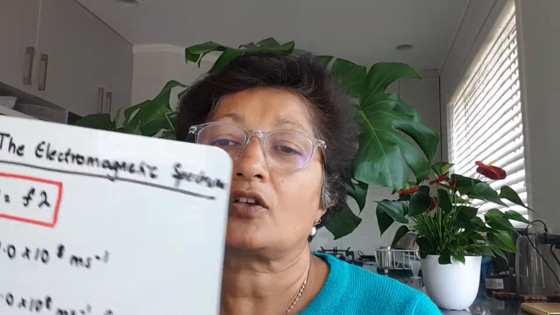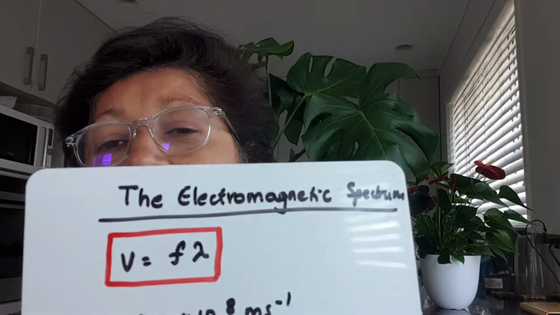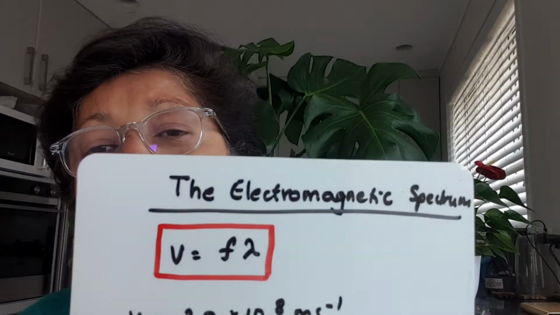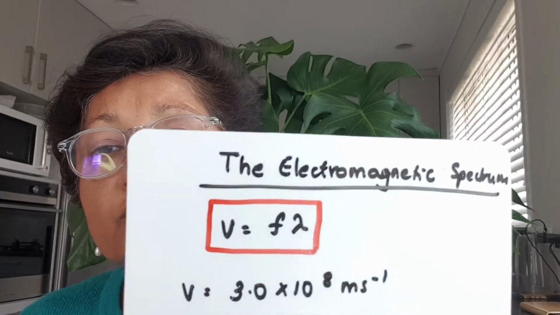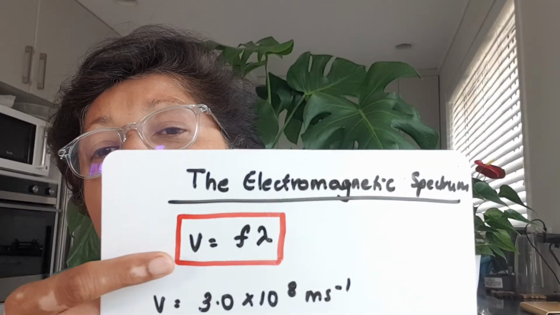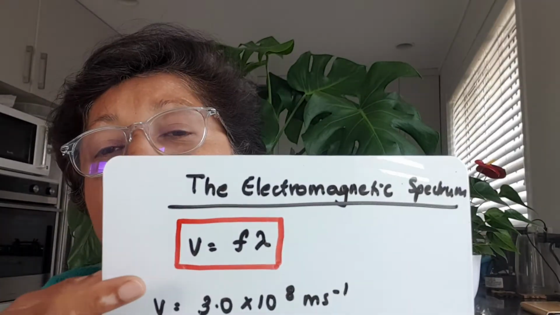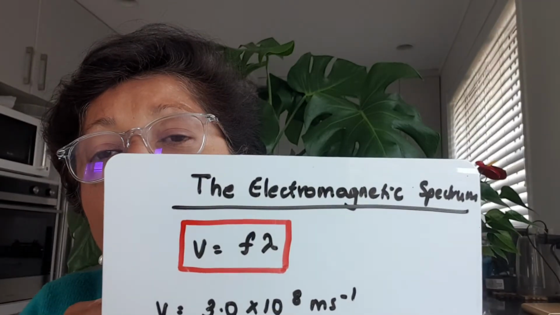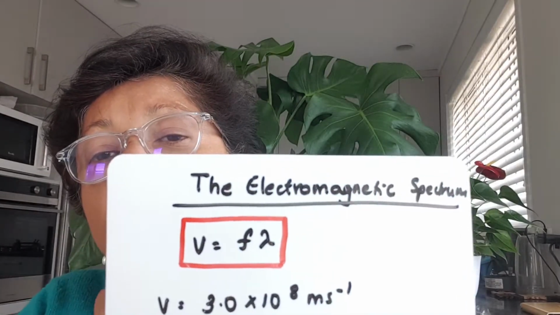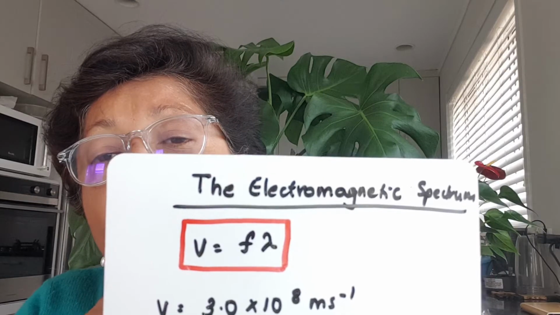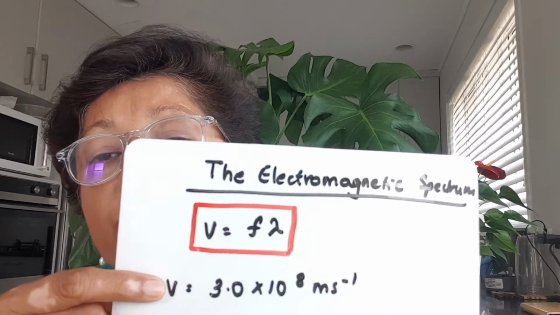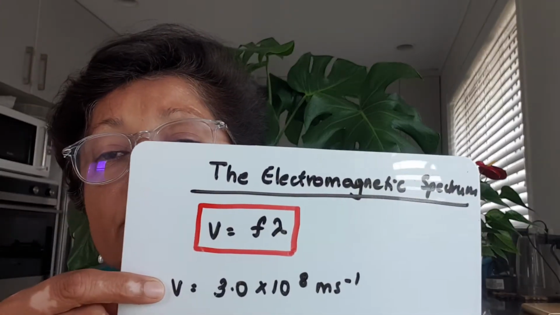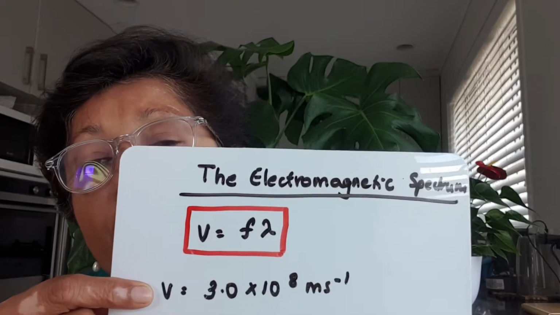So the thing to remember when you start solving the problems is that all these waves are connected by what's called the wave equation. So the wave equation is the speed of a wave is related to its frequency and wavelength. So if you multiply frequency times wavelength in a vacuum, the answer should always come up to 3.0 times 10 to the power of 8, which is the speed of the wave.